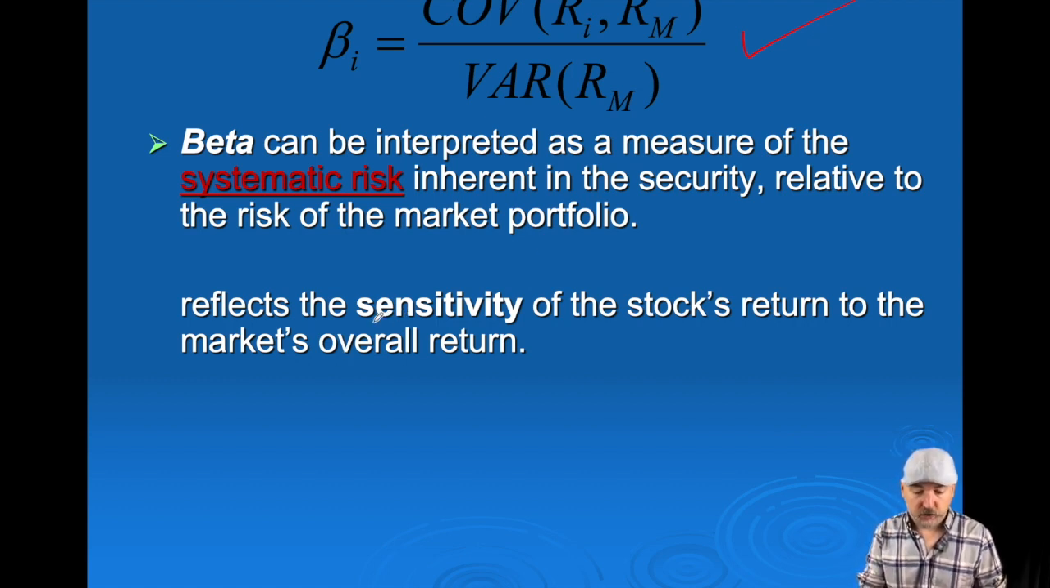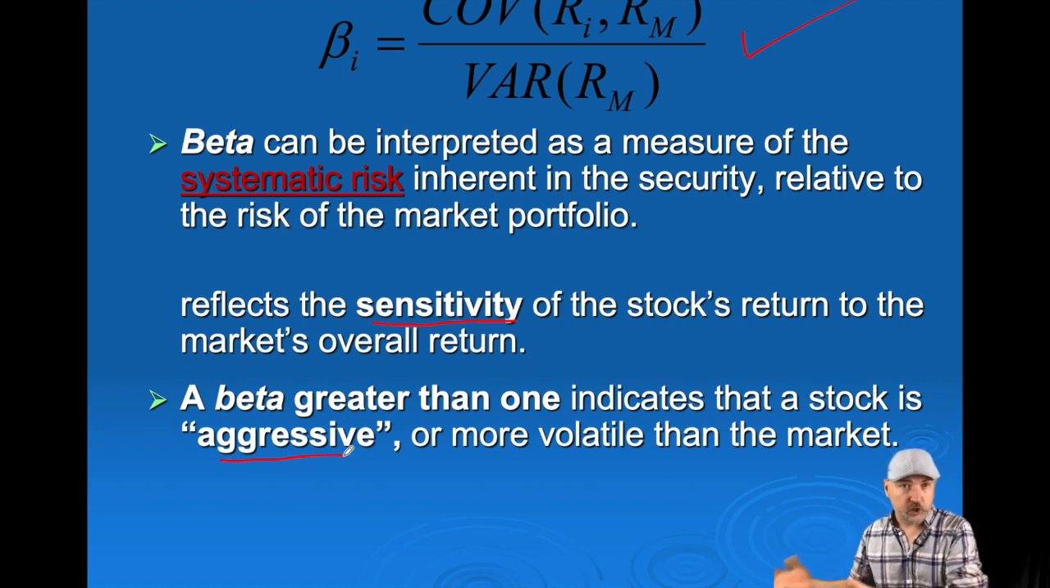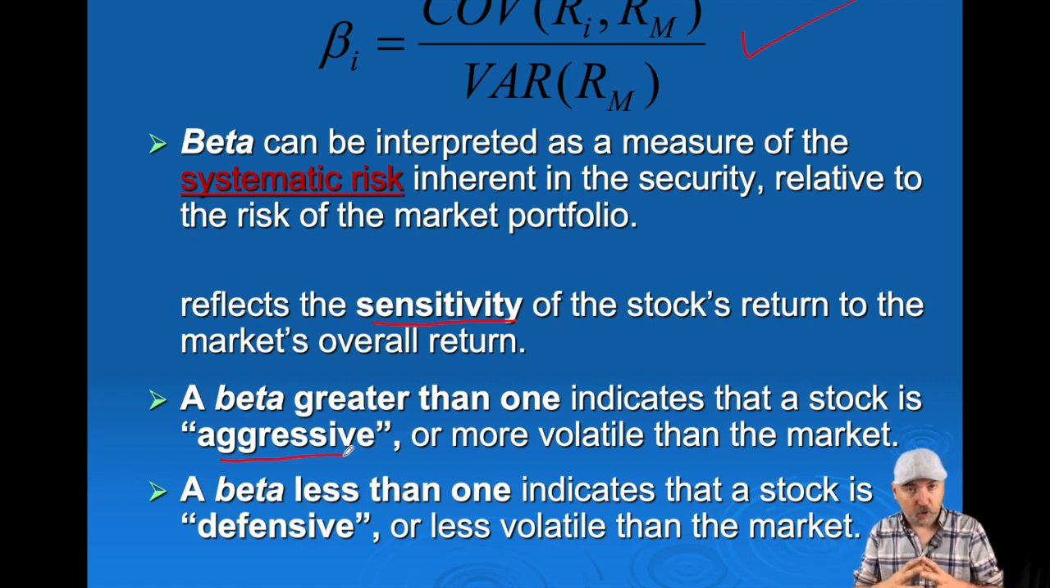But in terms of interpretation, think about this: our systematic risk measure, that beta, represents the sensitivity of our asset's return to the market's overall return. And when you see a beta that's greater than 1, what that means is for every unit change in market volatility, asset volatility goes up by more. So we'd say it's an aggressive asset. If beta is less than 1, that asset is going to be less volatile than the market as a whole. So we can call that a defensive stock.